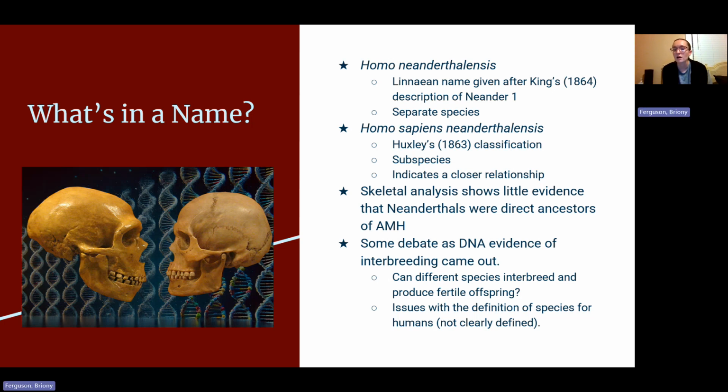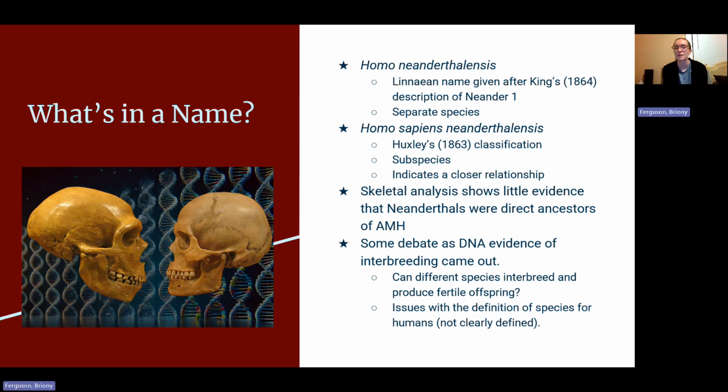In 1863, Huxley reclassified a lot of this and he named them Homo sapiens neanderthalensis to suggest that they were actually a subspecies and that they had a closer relationship than previously thought. Now, skeletal analysis shows little evidence that Neanderthals were direct ancestors of anatomically modern humans. The real debate comes with DNA technology advancing and testing advancing, as there is DNA evidence of interbreeding.